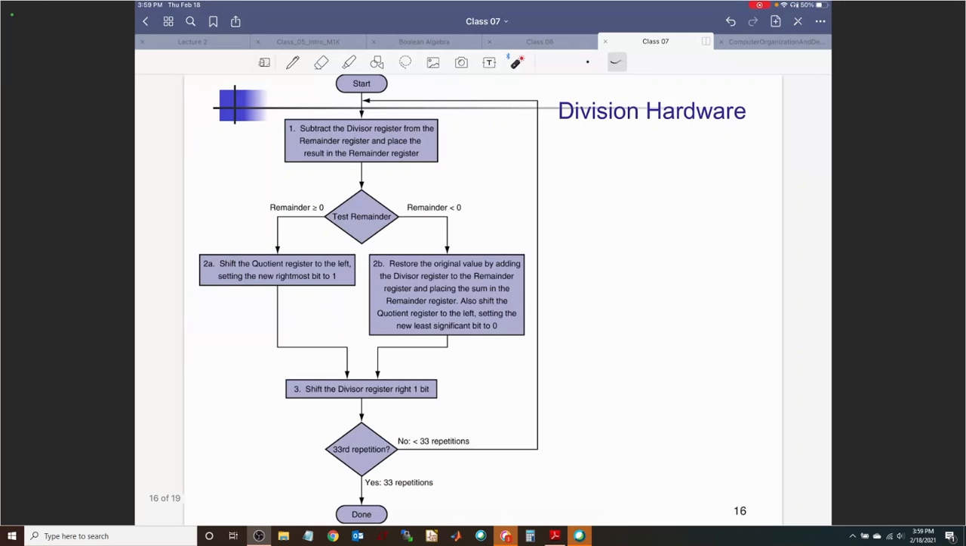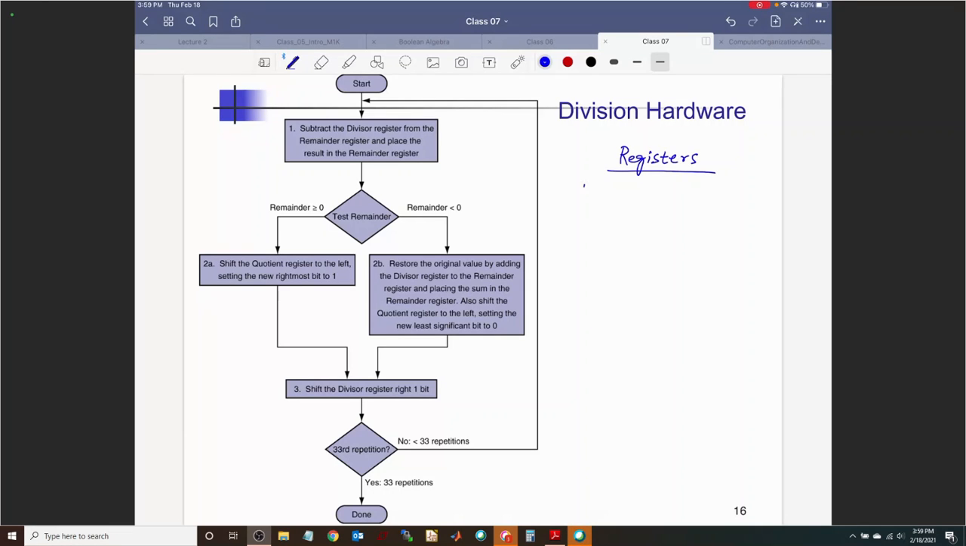And here is the flowchart, exactly the same way as we went through a flowchart for the multiplier. Here is the flowchart for the division process. So first you start. The moment you start, you have to subtract the divisor register. Okay, so we need registers. All right, what are the registers we need?